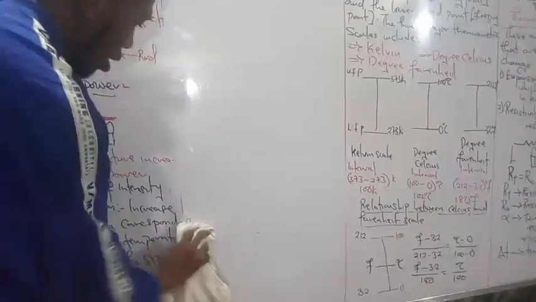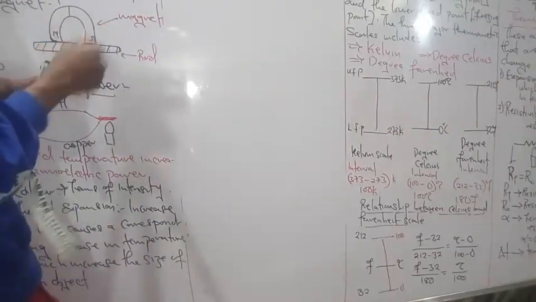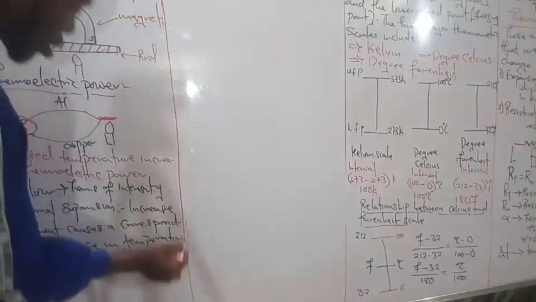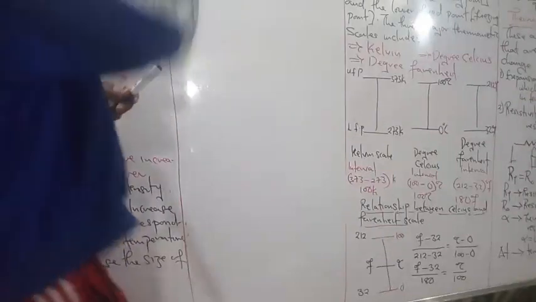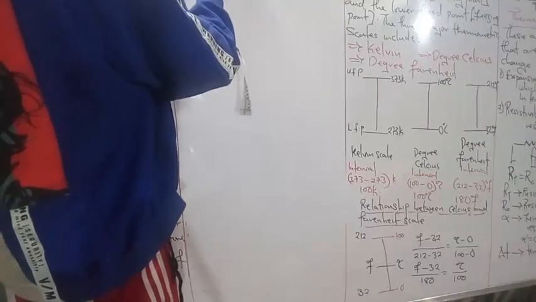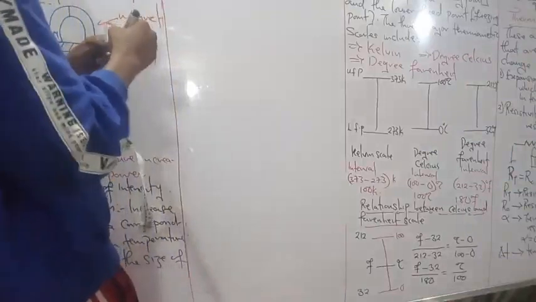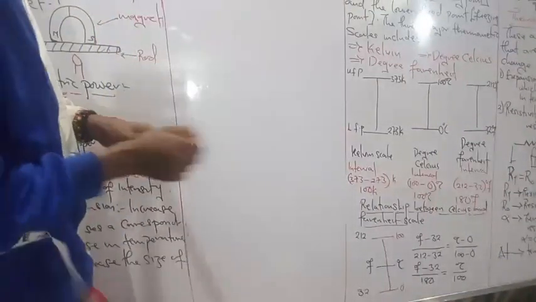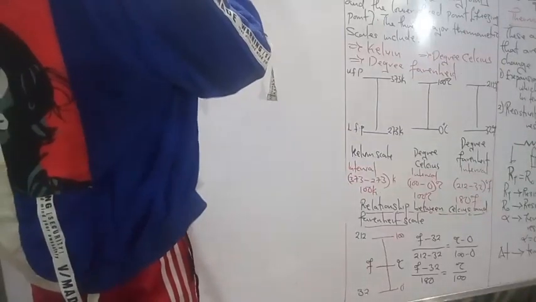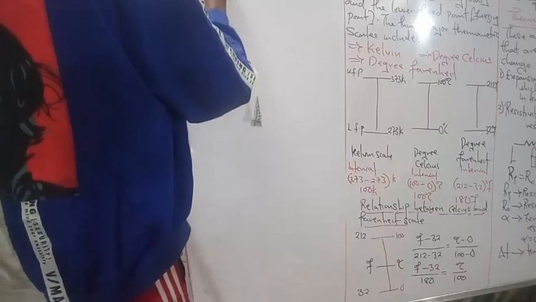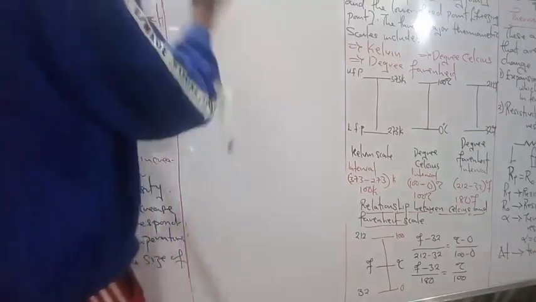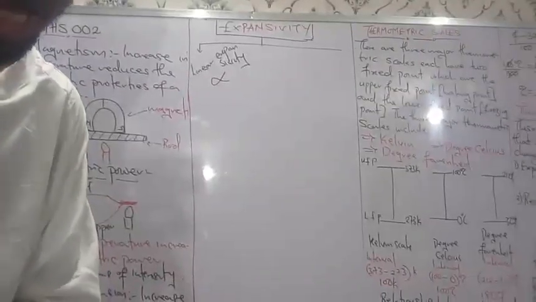We have basically three types of expansivity. Let me highlight it in red. We have linear expansivity, represented by alpha.